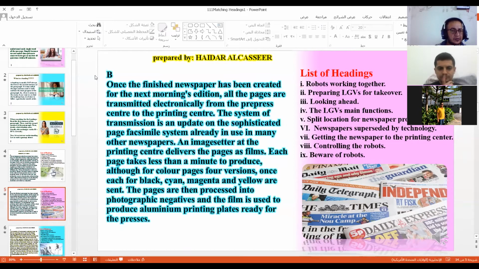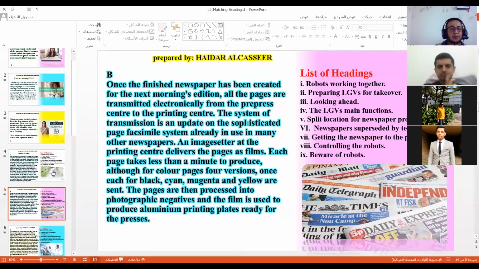Okay, what's the answer? Getting the newspaper to the printing center? Yes, I think VII. Okay, you are right. It's getting the newspaper to the printing center. Why? Because it talks about transmitting the newspaper to the printing center, which matches with the sentence which I have read. Let me reread it.